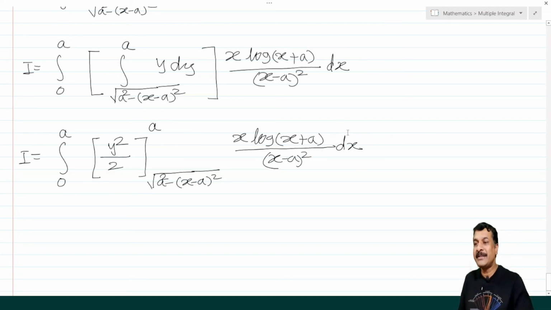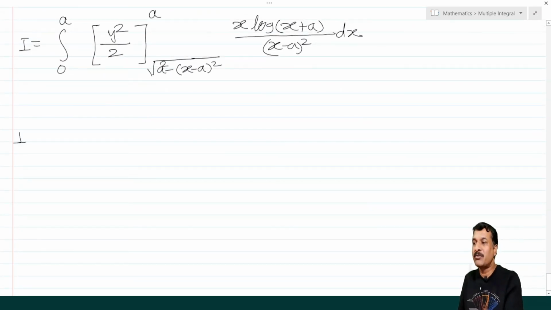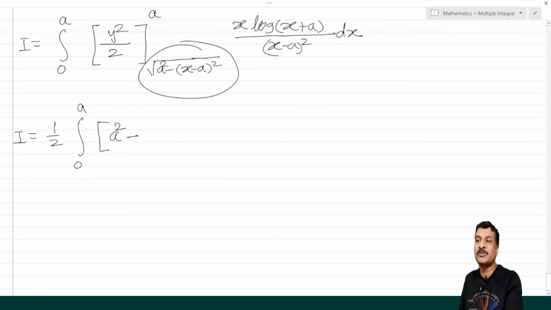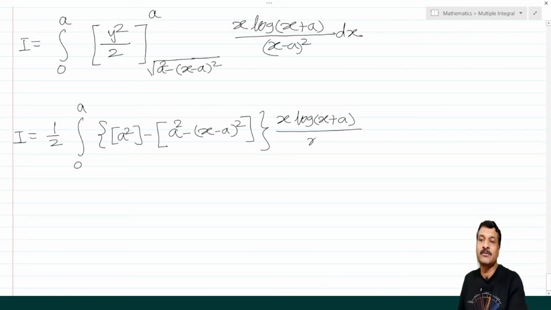So evaluate it, upper limit minus lower limit. You can take this 1 by 2 outside. 0 to a, upper limit it is a, so a square minus lower limit, so square of this one. So I am getting it is a square minus x minus a whole square, and remaining as it is, that is x log x plus a upon x minus a whole square dx.